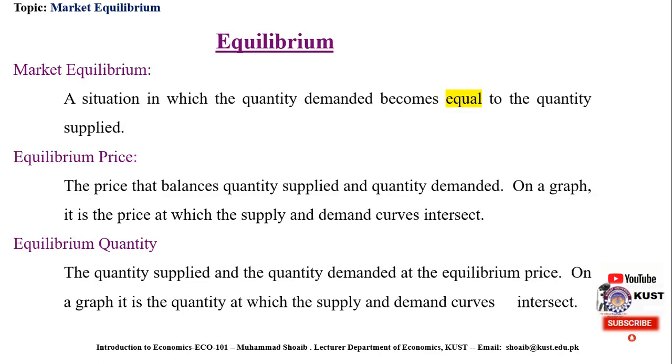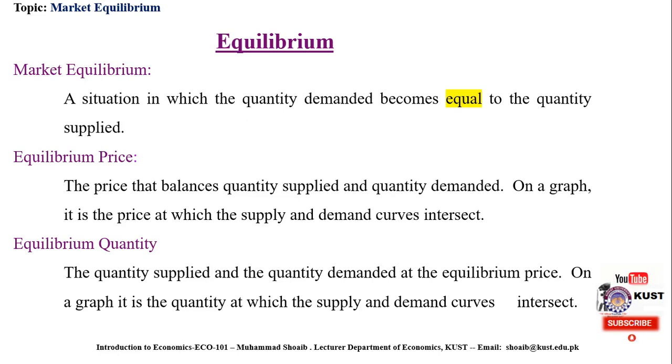Before going into the detail, let's define what is market equilibrium. Market equilibrium is a situation in the market in which the quantity demanded becomes equal to the quantity supplied. Or market equilibrium can be defined as when the price reaches a level at which the quantity demanded becomes equal to the quantity supplied, we call that situation the equilibrium situation.